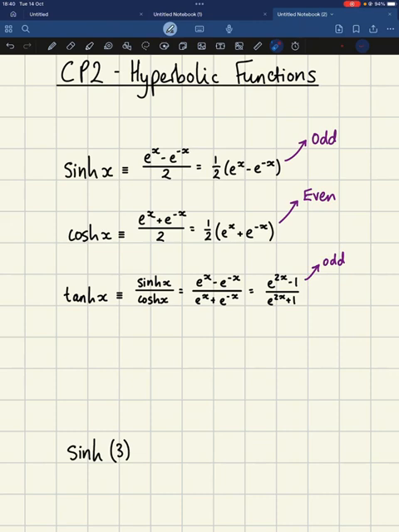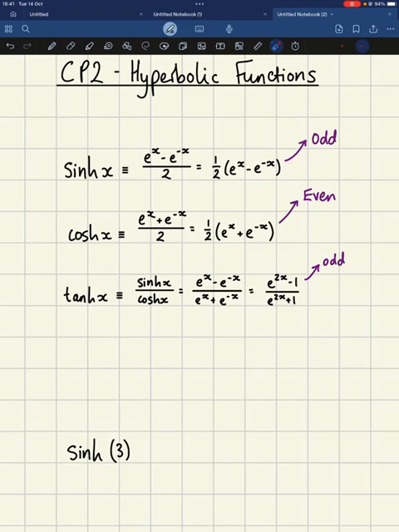So the pronunciations. This is shine, so shine of x. This is cosh of x, and this is either pronounced tanh of x or than of x. Or you could just say hyperbolic sine, hyperbolic cosine, and hyperbolic tangent. Doesn't matter. These are derived from exponentials. So sinh of x is defined as e to the x minus e to the minus x over 2, or a half multiplied by e to the x minus e to the minus x.